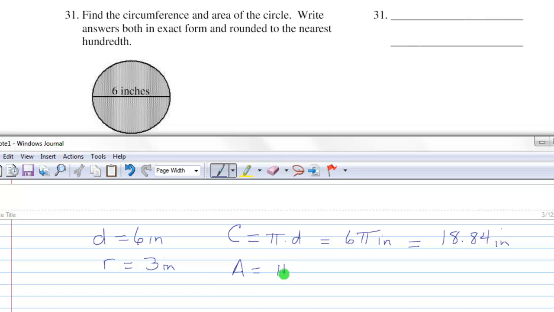For the area of the circle, we use the formula area equals pi times radius squared, pi r squared. So we're going to go ahead and substitute in our 3 for radius. So area equals pi times 9, 3 squared. And that's, of course, square inches for area. And so for our exact form, we just write 9 pi square inches. For our decimal form, we use our calculator and the pi key, and we get 28.26 square inches.